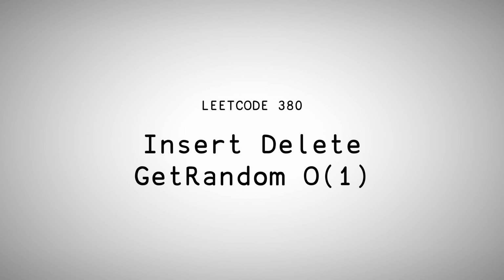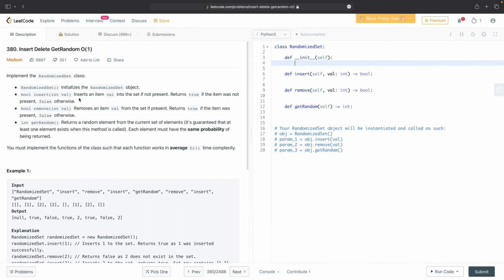Today we are doing the Insert Delete GetRandom O(1) problem. Very catchy. Implement the RandomizedSet class such that RandomizedSet initializes the RandomizedSet object. Makes sense.